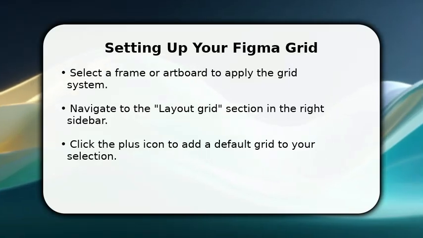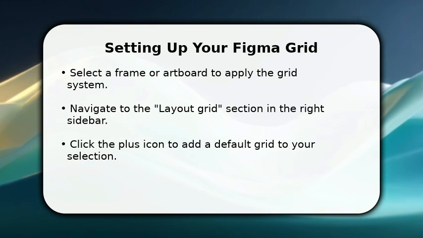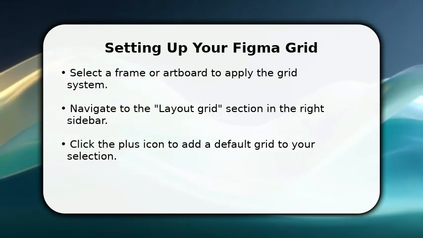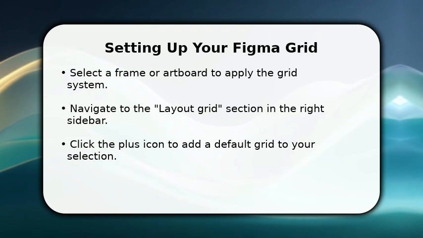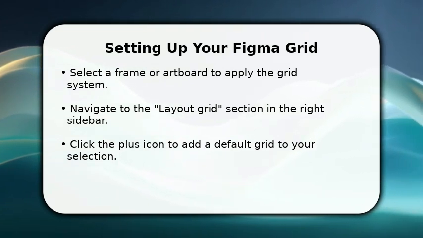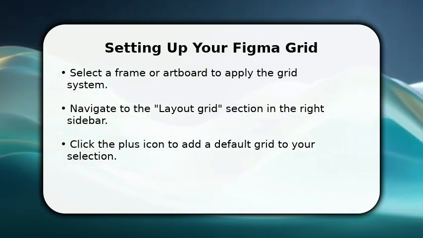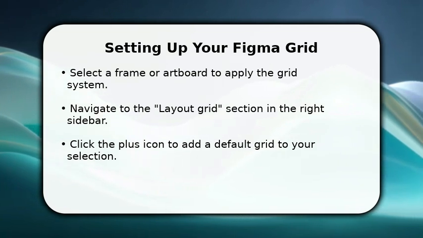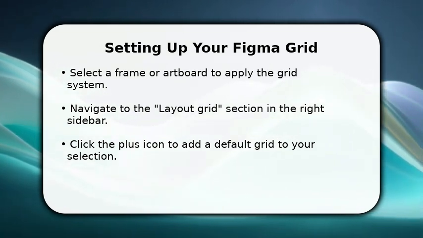In this video, I will show how to set up a grid in Figma. First, select the frame or artboard where you want to apply the grid. Look for the Layout Grid section in the right-hand Design panel. Click the small plus icon to instantly add a default grid to your selected element.